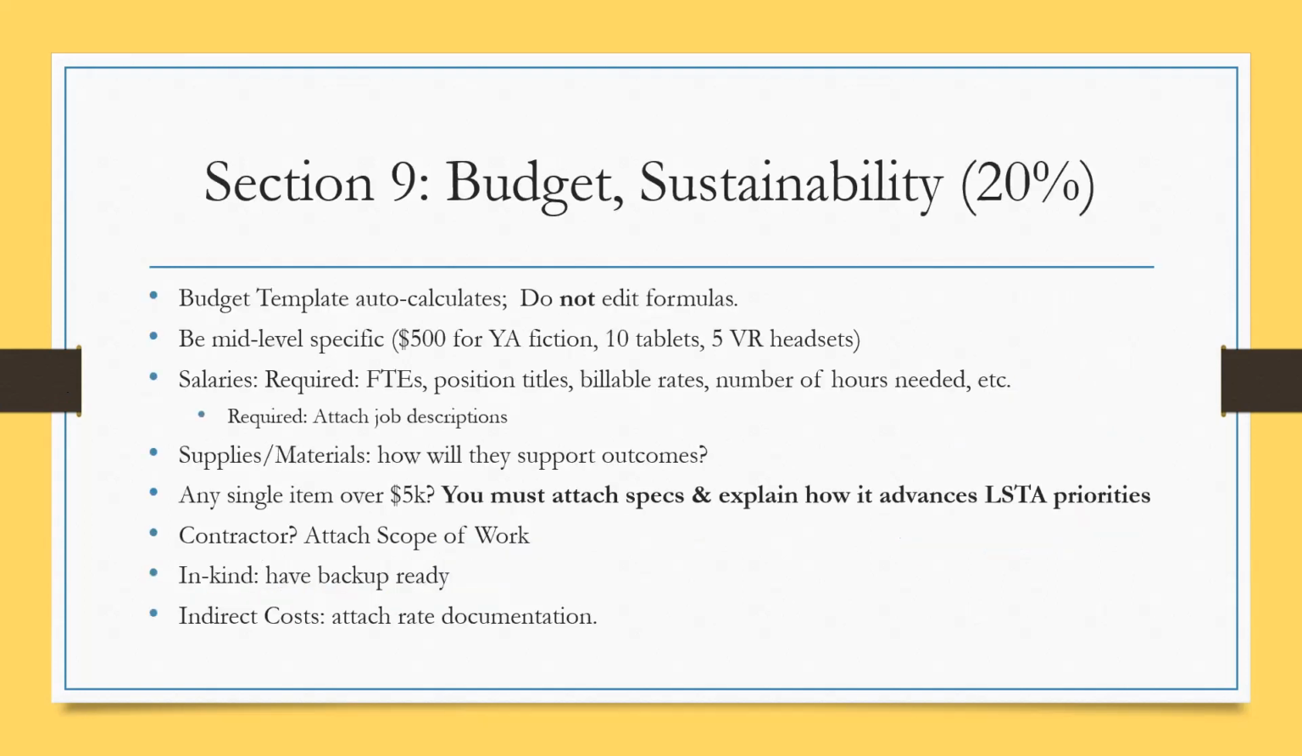Section 9, the budget, is 20% of your score. It almost looks like sustainability is 20%, but it's not really. It's mostly the budget. The budget is why we're here. You're asking for funds to do this project, and it really needs to make sense, right? It needs to connect all the dots and make sense to your whole project.